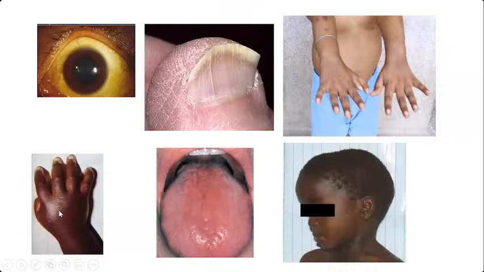And then this is a child with swelling of the fingers and the thumb. This swelling tends to be very painful. This is what we call dactylitis, and this is what we see in sickle cell anemia. So by seeing some of these features, it may tell you what kind of anemia we are dealing with.